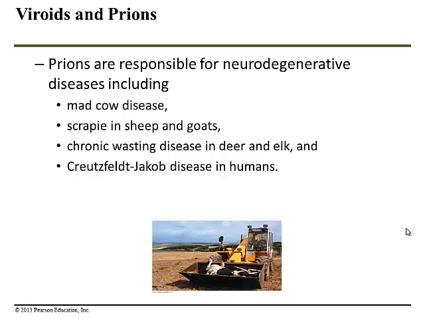What's that mean? Messing up your nervous system. Mad cow disease in sheep and goats is called scrapie. Chronic wasting disease in deer and elk. And then in humans, Creutzfeldt-Jakob disease. What does it do to humans? Same thing. Degrades your central nervous system. So what does it do? It's going to kill you eventually.